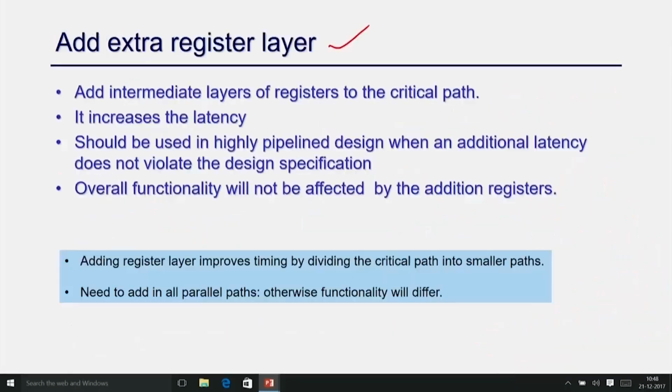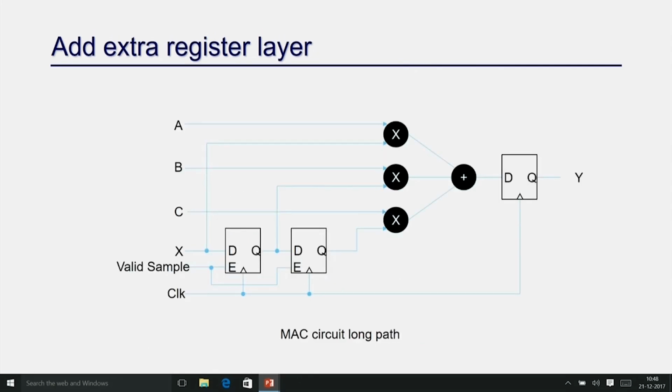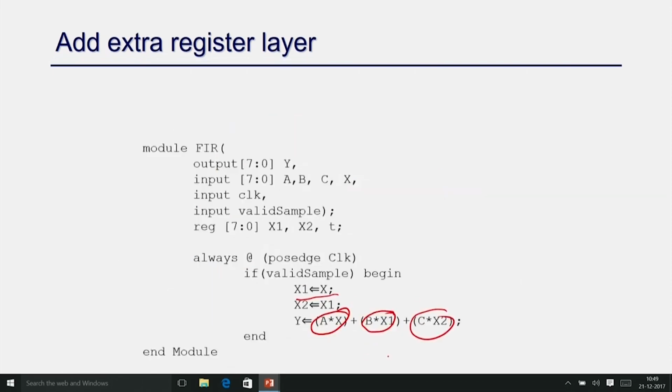right. So if you just consider this design, suppose I have this FIR design, what I am calculating is A into X, B into X1, C into X2, where this X is just shifting to X1 and X2, right. So this is the circuit. So this is my X1, this is my X2, and this X is coming here, it is stored here. So I am calculating A into X here, B into X1 here, and then C into X2 here, right. But these three are all in parallel, and then I am just adding them up, right.